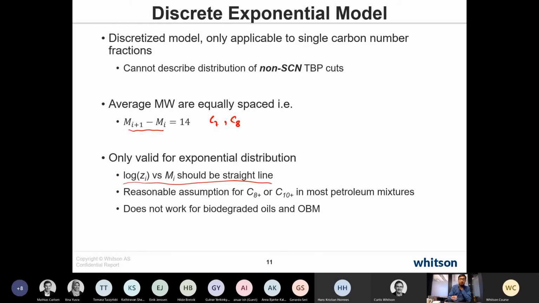But what we have found is that generally this distribution is not exactly exponential. And as Matthias was saying, in the gamma distribution model, if you use alpha equal to 1, that's exponential. But what we have found, at least in the unconventionals, is that alpha is generally a 0.5 to 0.7 value for C7 plus.